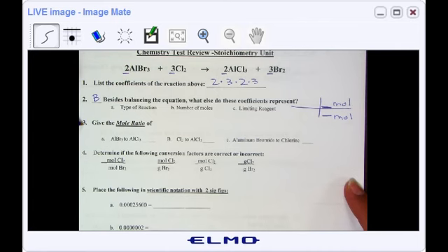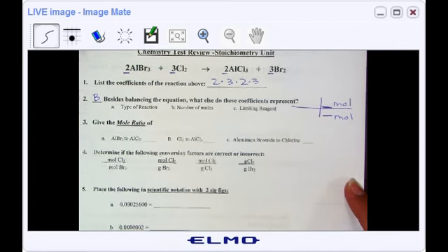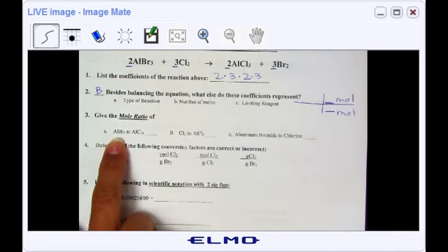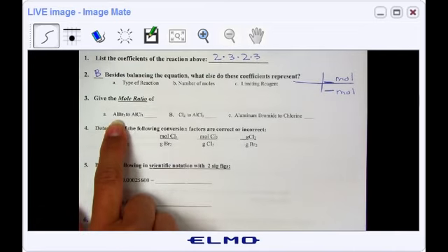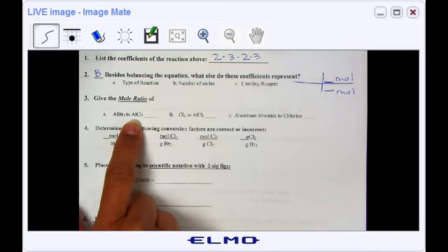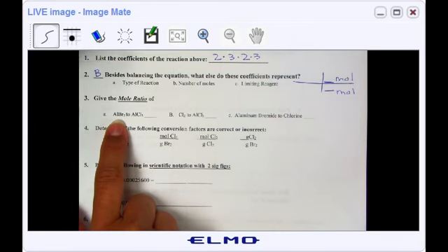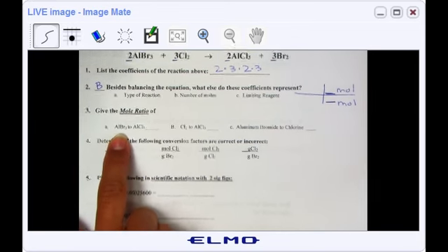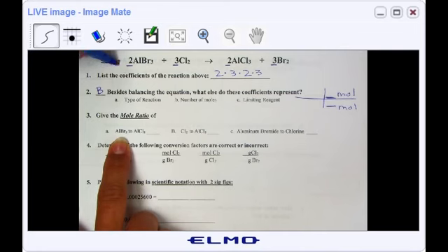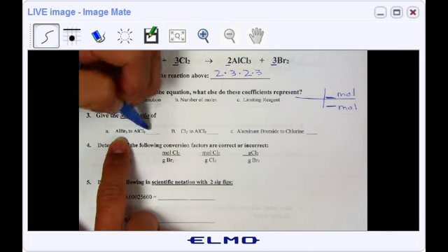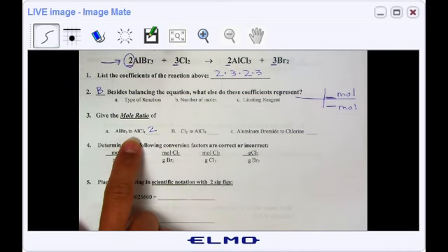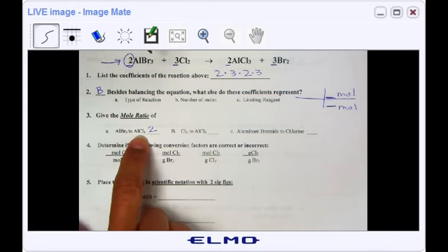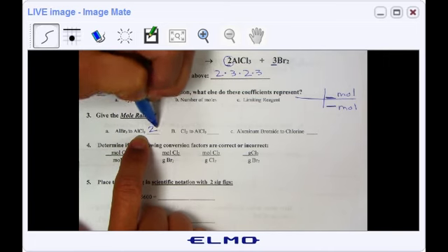Number 3. Give the mole ratio of AlBr3 to AlCl3. Okay, so we look at the coefficient for AlBr3. You need to refer back to the equation up top. The coefficient for AlBr3 is 2, to AlCl3, which is over here, and that's 2. So it is a 2 to 2 ratio.